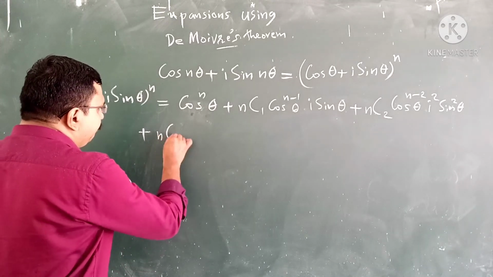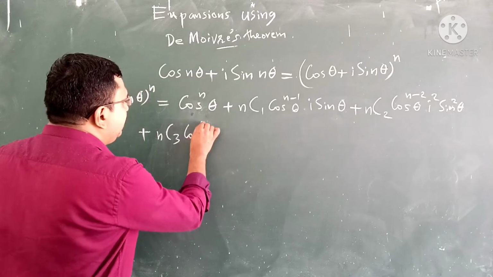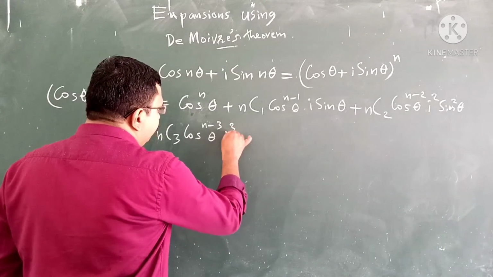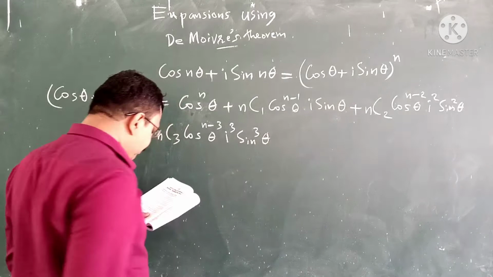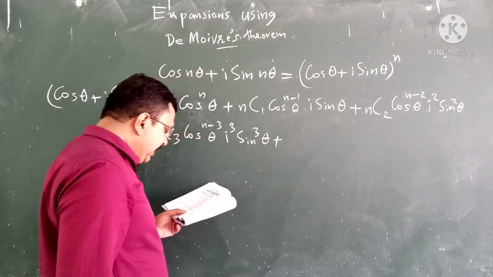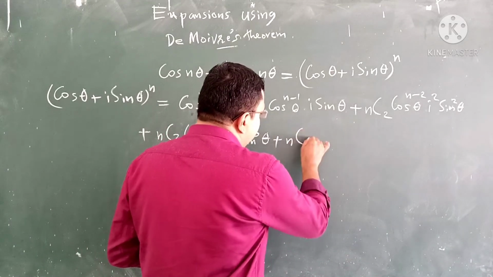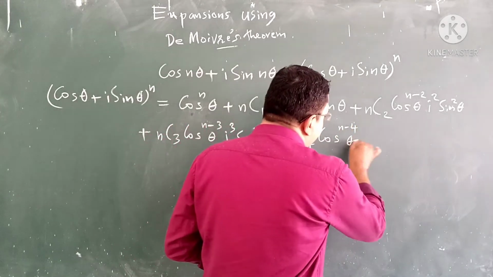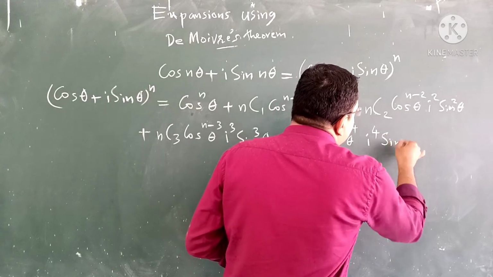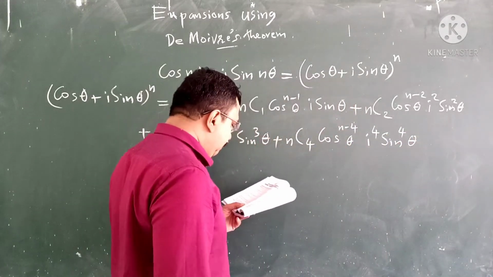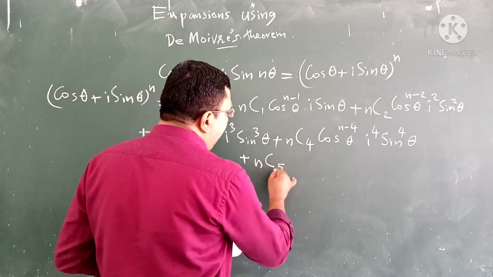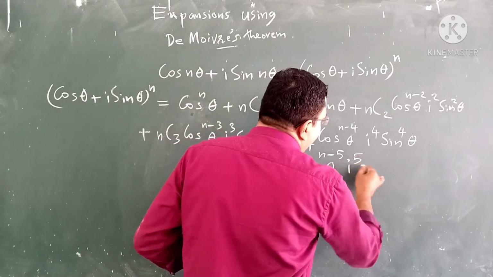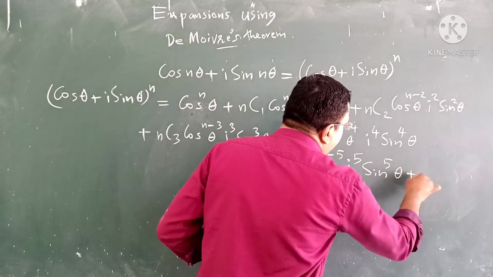nC3 into cos n minus 3 theta into I cube sin cube theta, plus nC4 into cos n minus 4 theta into I raised to 4 sin raised to 4 theta, plus nC5 into cos n minus 5 theta into I raised to 5 into sin raised to 5 theta, plus etc.